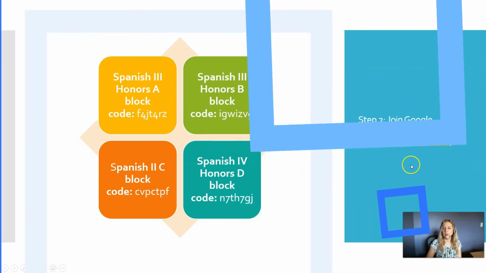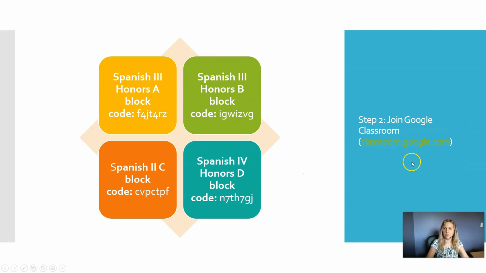Next, I want to talk about how to use Google Classroom. How do you join? So once you get into classroom.google.com, you will see a place where you enter in a code. If you are in my Spanish 3 Honors A block, this is your code. If you're in 3 Honors B block, this is your code. And these are in the email that I sent, and they will also be on RenWeb.